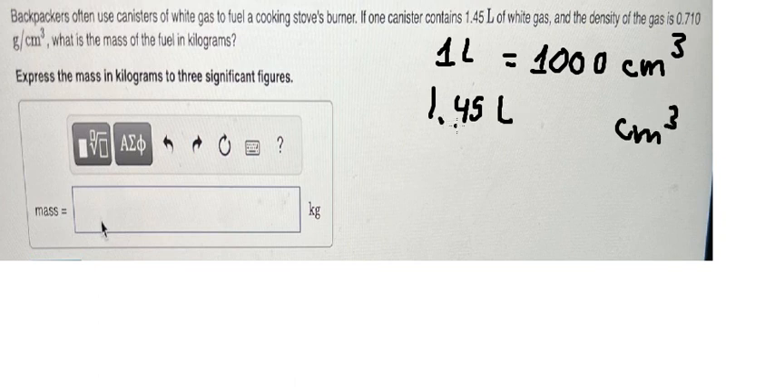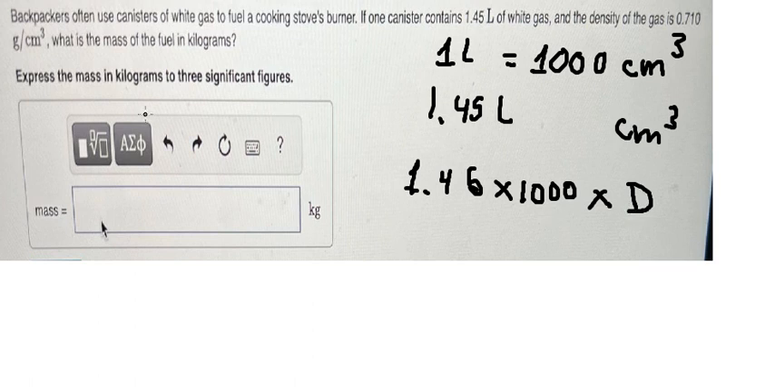So we just put 1.45 multiplied by 1000, and you get the volume in cubic centimeters. So later we have the density. So this is the volume, and we want to convert into the mass. So we need to multiply by density in here.